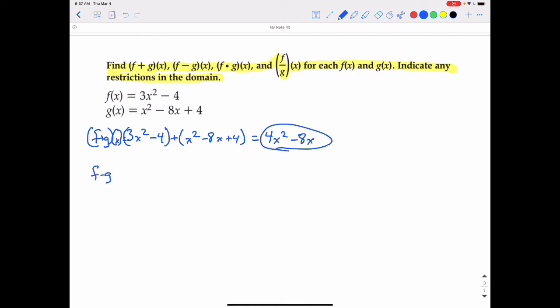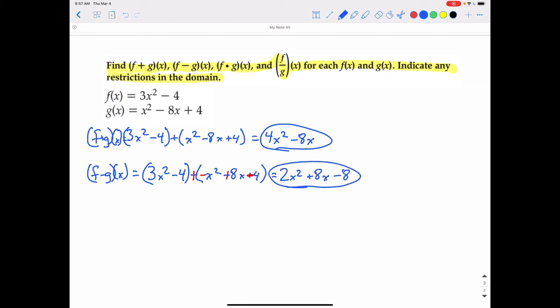F minus g of x, so I'll change my minus to a plus, change the sign of all these terms. And that gives me 3x squared plus negative x squared, so that is 2x squared. No like term with the 8x, so I'll just bring it over. And now I have negative 4 plus negative 4, which is negative 8. So f minus g is this answer.